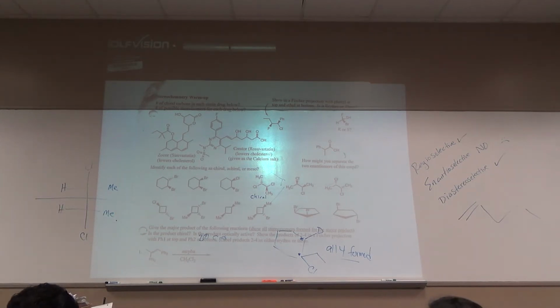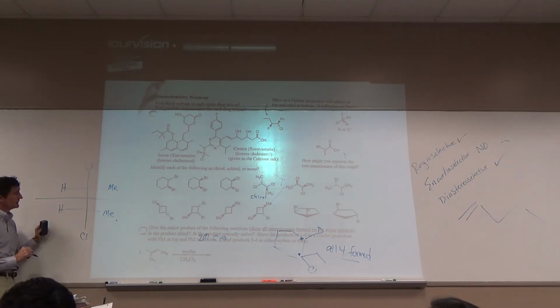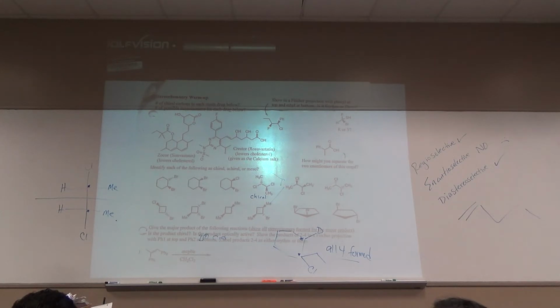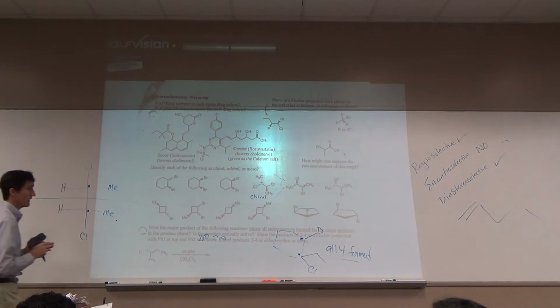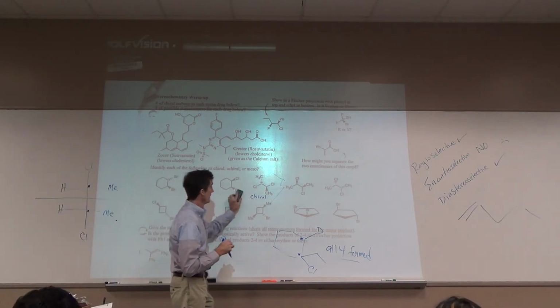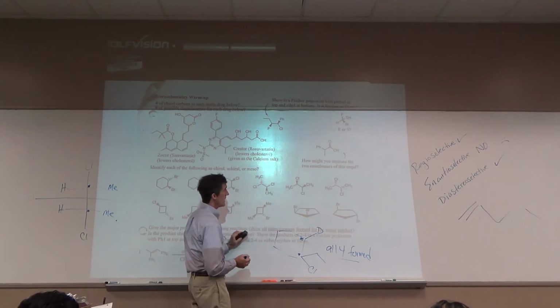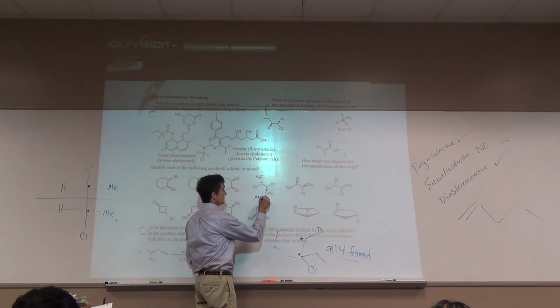Since it's got a plane of symmetry, what's the answer? It's either meso or achiral. It's not chiral. Why would we call this meso? Because it has a plane of symmetry. It does have two chiral carbons. And a compound that has chiral carbons, yet as a whole is not chiral, is called meso. So it looks like that one's meso.